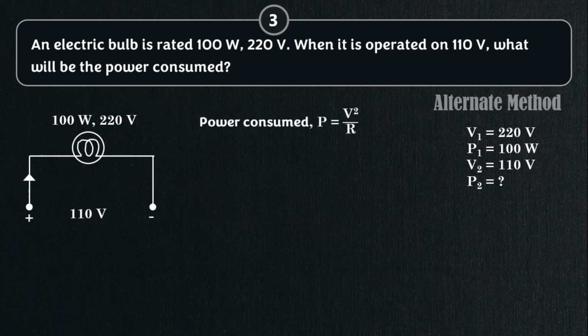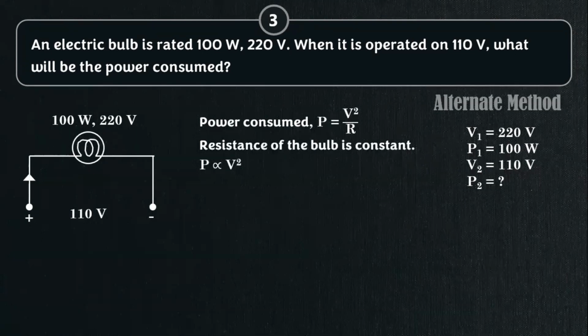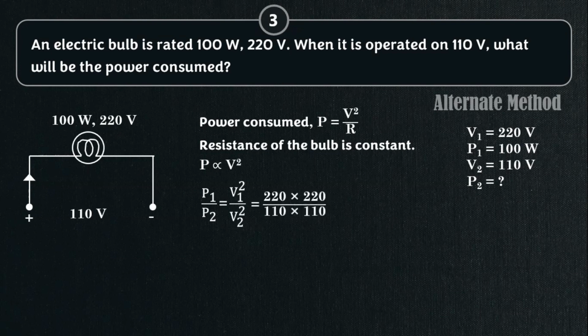We know the formula P is equal to V square divided by R. The resistance of the bulb is constant, which means power is directly proportional to square of the applied voltage, which means P1 divided by P2 is equal to V1 square divided by V2 square. By substituting the values, we will get the same answer. That is, power consumed is equal to 25 watts.